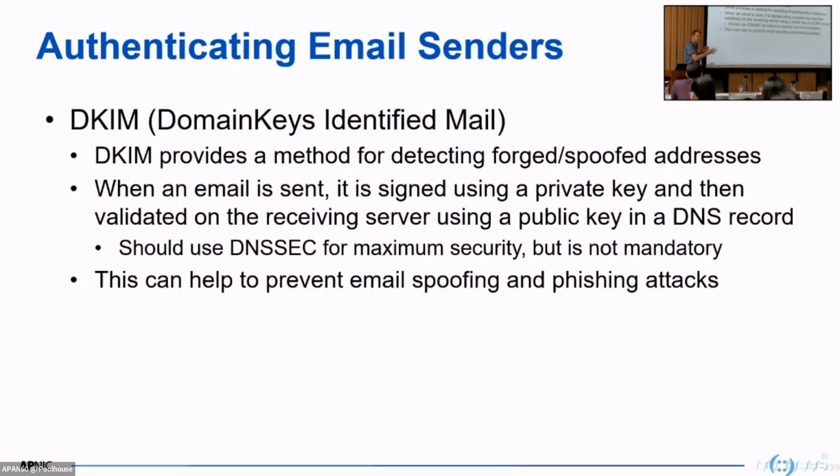Now, those are just purely about making sure that encryption is working, that your email is not being sent in plain text. The next thing that we look at is DKIM. DKIM is a little bit more common, DomainKeys Identified Mail. It's a way of detecting forged or spoofed email addresses in the from address of things. When an email is sent, it's signed with a private key and validated on the receiving side using a DNS record for the public key. Again, this is relying upon DNS, so if you're not using DNSSEC, there is a little bit of a weak point here. It's not the end of the world, but it is a weak point.